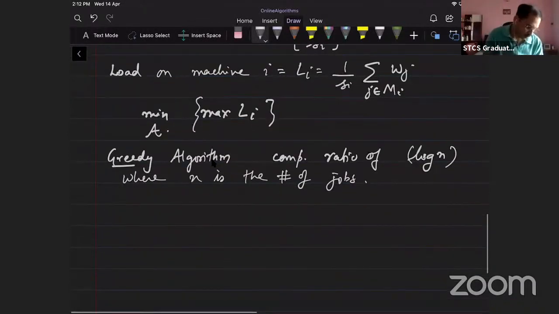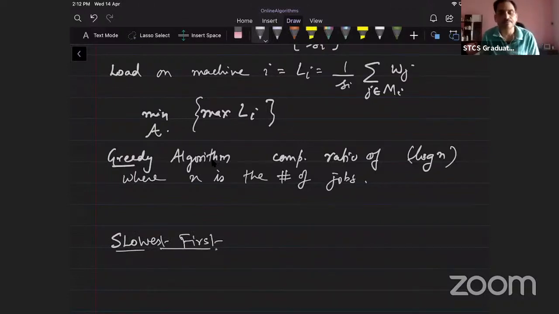So here is the algorithm which we are going to look at, called slowest first. Okay, before we go there, is the problem clear? How different it is compared to the simpler case?